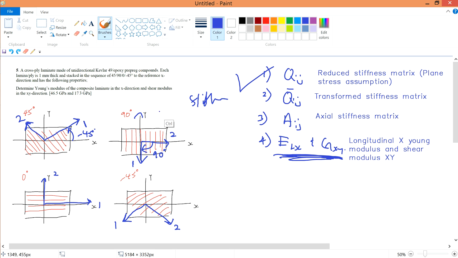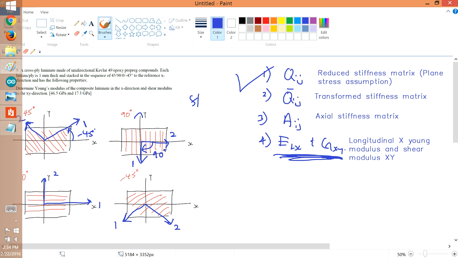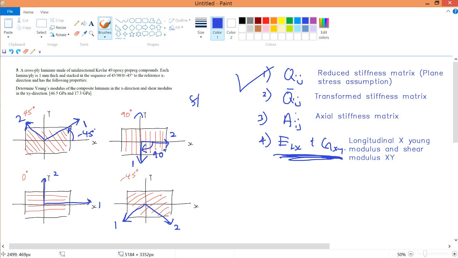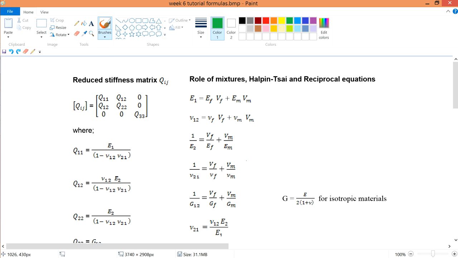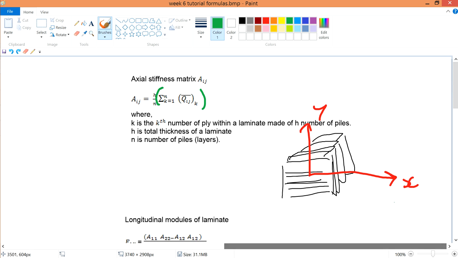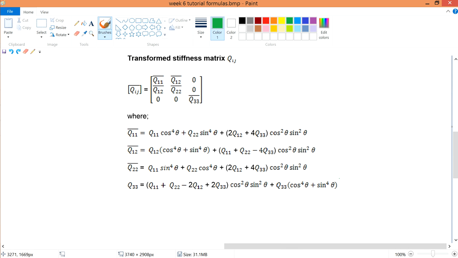But anyway, what you're going to do now is to transform their own angle. Because they are now in their own 1-2 direction, I'm going to transform them into their XY direction, and this is why we're going to use this Qij bar. In this video, it will be very long. Hopefully I can cut things short a little bit.